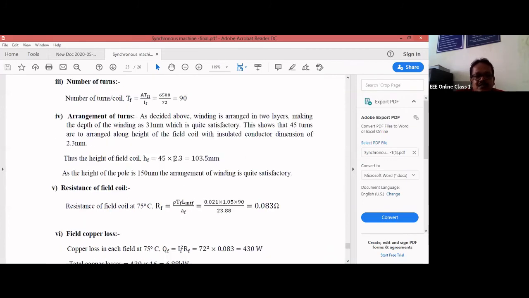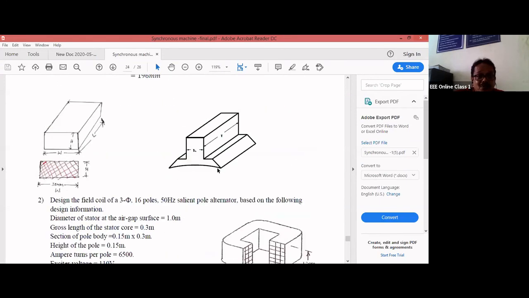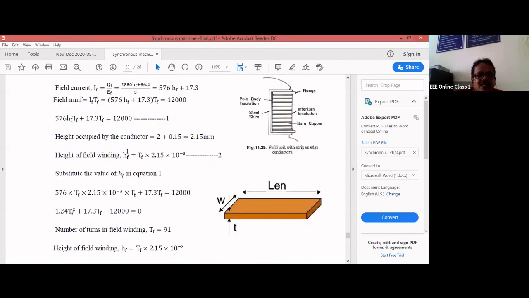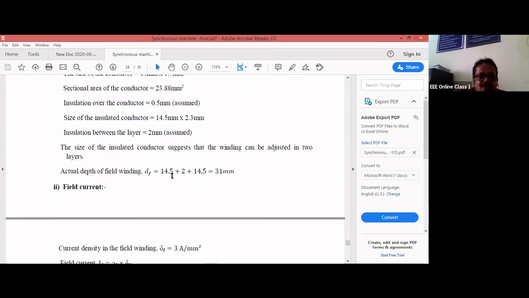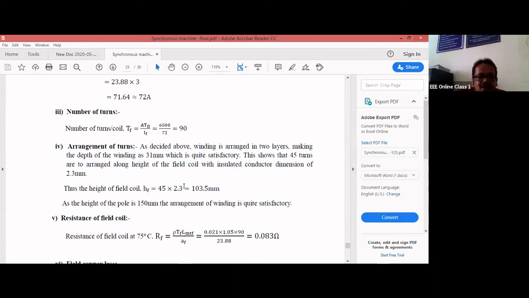I think these things we are solving the first problem. If we go back to the first problem, you can see here HF. HF is nothing but TF into height of the conductor. So HF is equal to number of turns into height. What you get now? 103.5. So the height of the field coil is 103.5 mm. As the height of the pole is 150 mm.